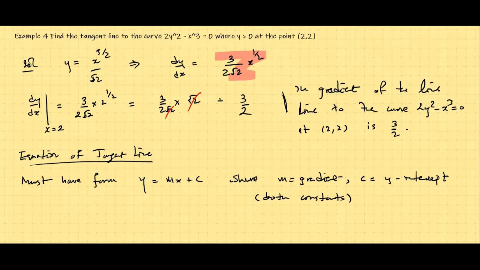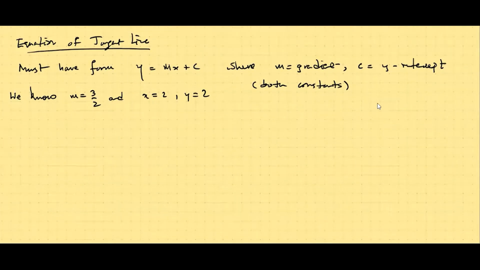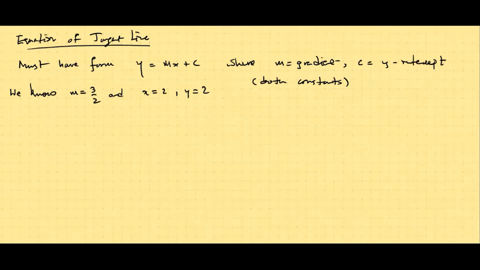Well, we know what the gradient is. We know that the gradient is actually 3 over 2 because that's precisely what the derivative tells us. So we know m equals 3 over 2 and x equals 2 and y equals 2. We know these conditions are true, so we can substitute them into our general equation of the line. So we can say 2 is equal to 3 over 2 times by 2 plus c, right?